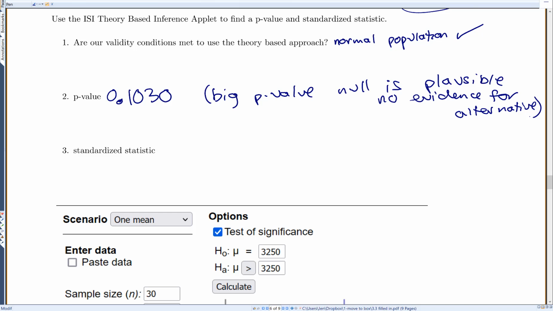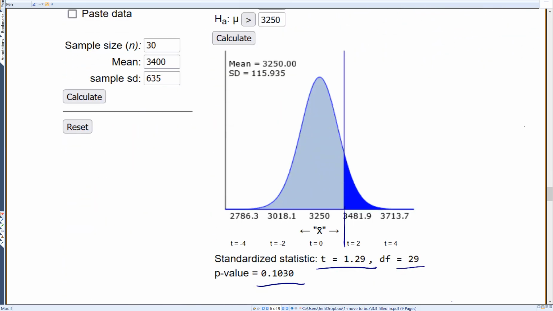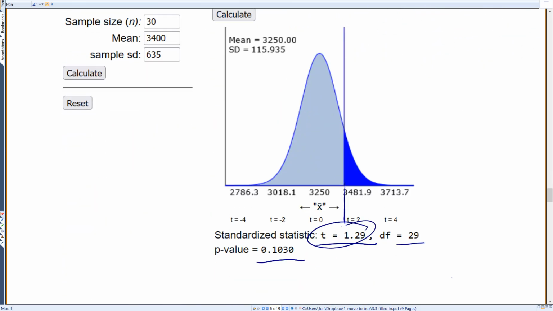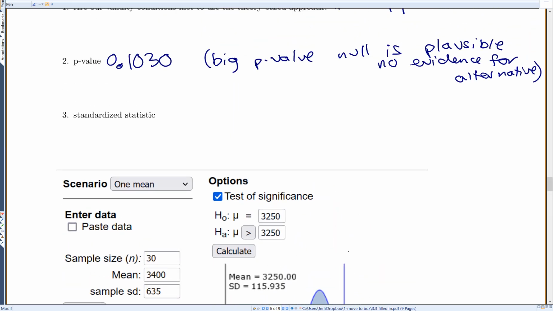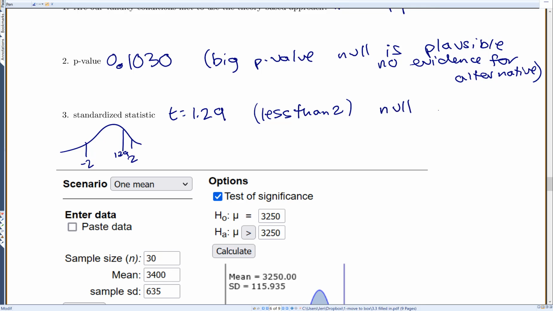Let's try our standardized statistic though. If you go back down, my standardized statistic is that t-value, 1.29. So t equals 1.29. That is less than 2. Because remember, we're trying to say, here's 2, here's negative 2. And if we're at 1.29, that means we're in the middle. So that means the null is plausible. Not that you have to do that. You can always just use the p-value, but so that you understand it if we ever ask you.